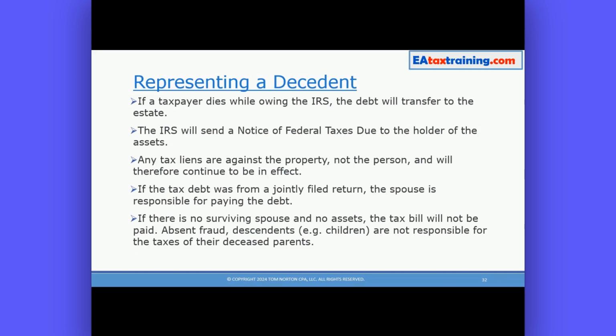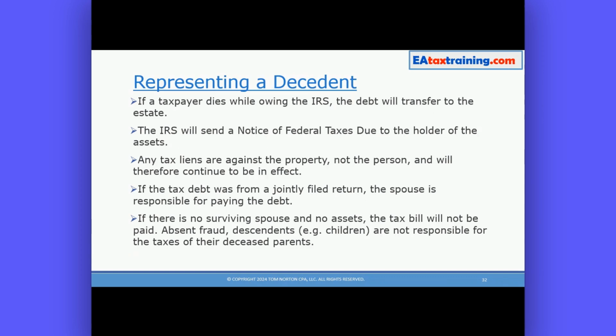Representing a decedent. If a taxpayer dies while owing the IRS, then the debt will transfer to their estate. So if they've got assets, then the estate will end up having to pay the taxes. The IRS will send a notice of federal taxes due to the holder of the assets, to the bank or to the owners of the property, etc. Any tax liens are against the property itself, not against the person. So those liens will remain in effect.